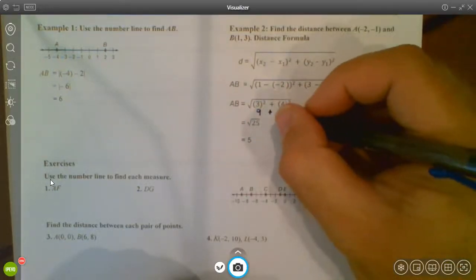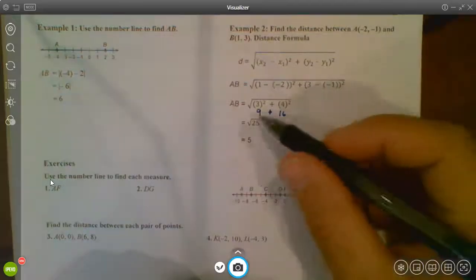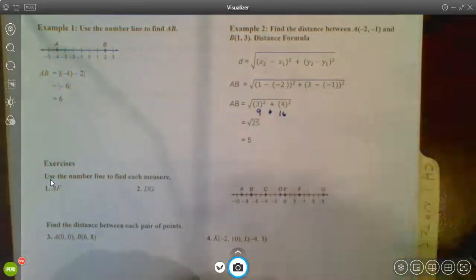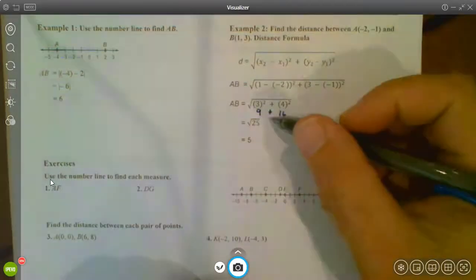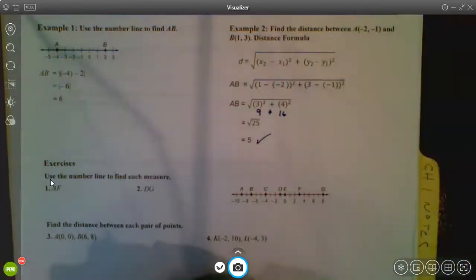4 squared would be 16. Then we would add those together. Right? It's still under a radical. So what is the square root of 25? Right, it would be 5.